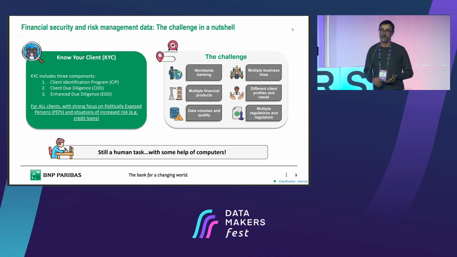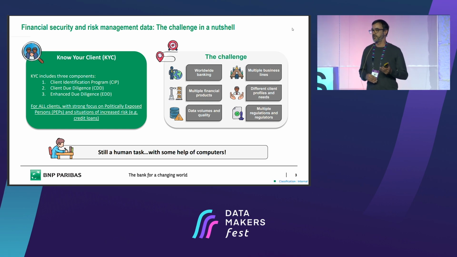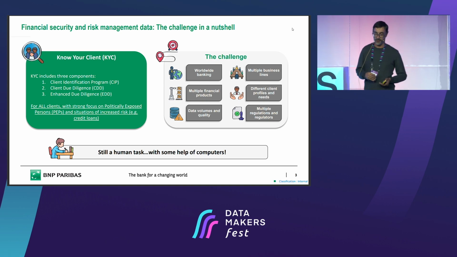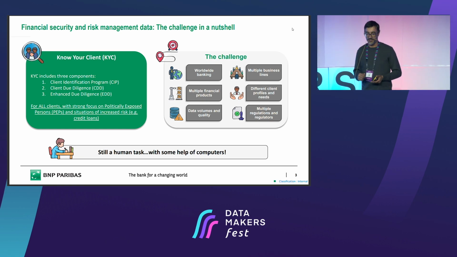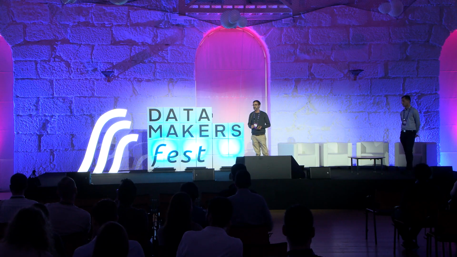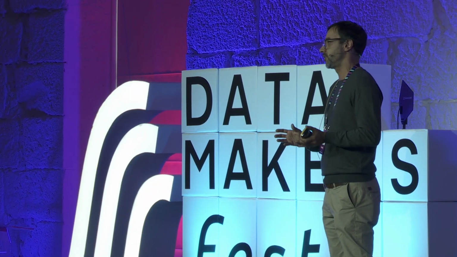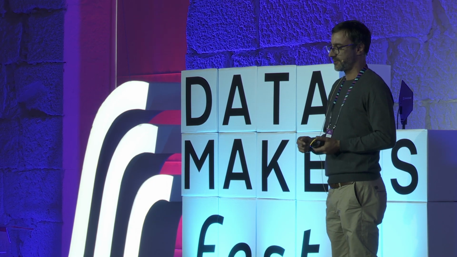Then we have the due diligence, because we still need to continue monitoring the client along the life cycle of our relationship. And the third one is an enhanced due diligence that is enforced for clients of higher risk, such as politically exposed persons or situations of increased risk. So this is the phase where we obtain all the data that will then be used to calculate the risk management.